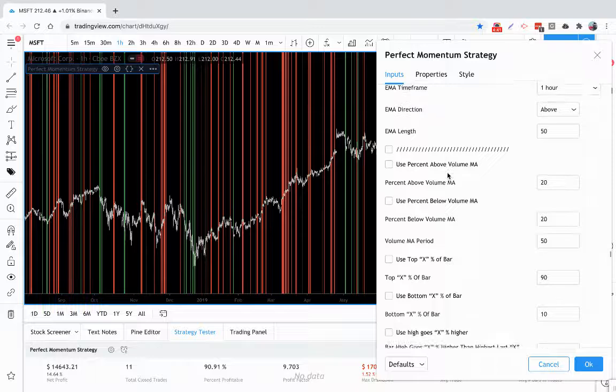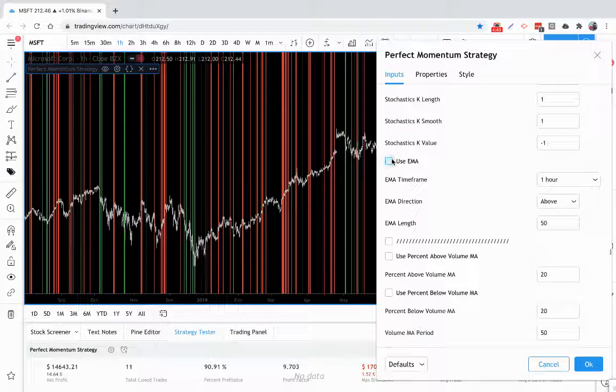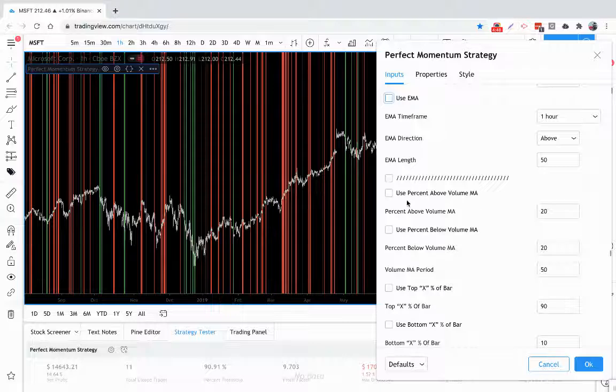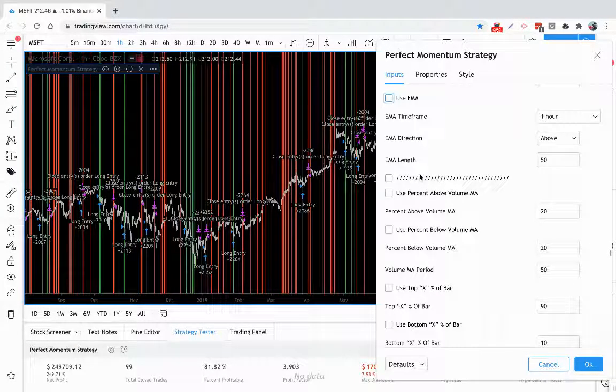Let me take this EMA off for a second. So let's say you want to filter your trades by volume. In addition to the stochastic settings you have or other momentum settings, maybe you want to look for trades that are going to be 20% above the volume moving average of 50. Let's see what that does.